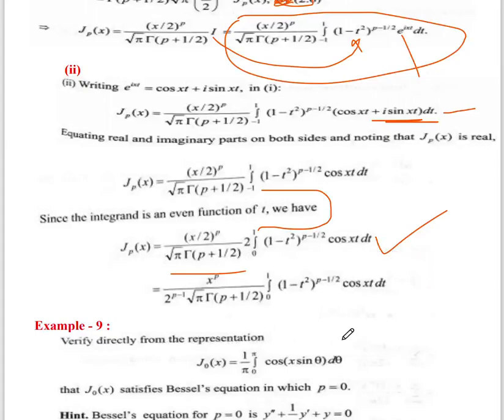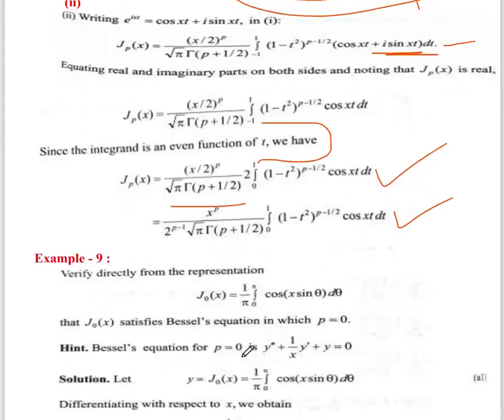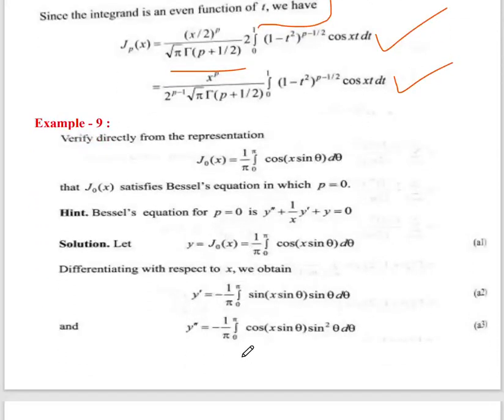And this is nothing but x to the power p, we can write x upon 2, that is x to the power p, and 2 to the power p, and this 1, that is 2 to the power p plus 1. So we will rearrange the terms and we will get the required result. In this way we proved the second part of problem number 8.